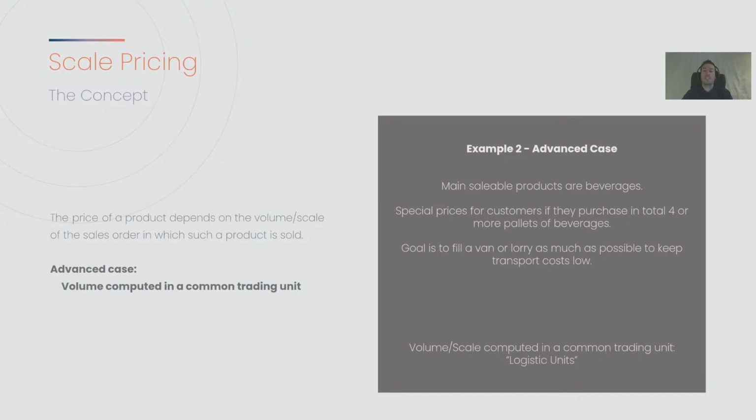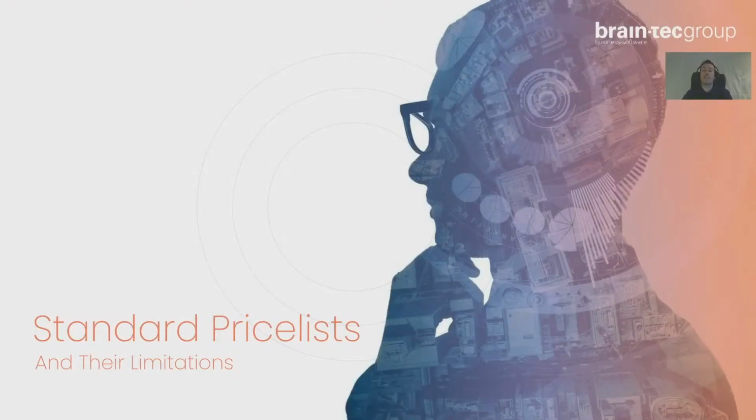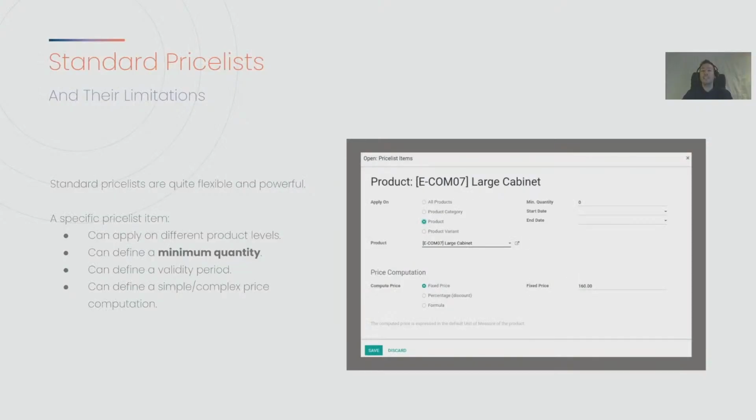Now that we understand the concept of scale pricing, let's see why Odoo's standard price list cannot be used to model this type of pricing mechanism. Standard price lists are quite flexible and powerful. They are made of price list items, and each of these items can apply on different product levels. They can apply on all products, on a product category, on a particular product, or on a particular product variant.